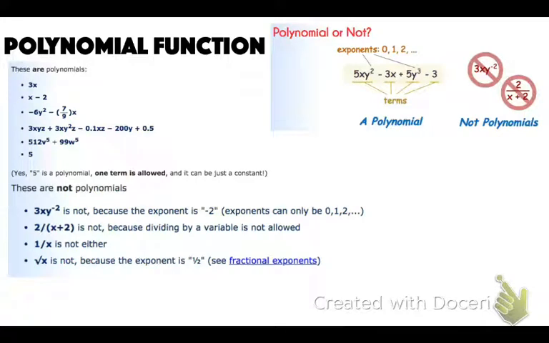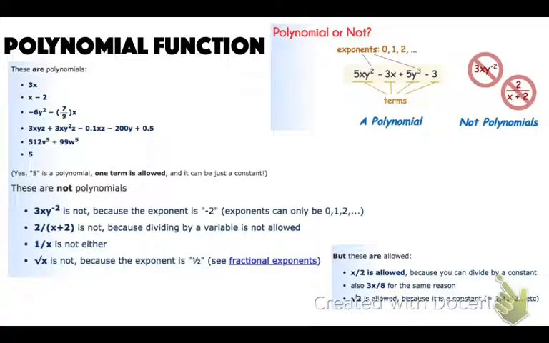The first one is not because of the -2, which is the same one that we just talked about. The second one is not because we're dividing by a variable. Again, same one we're talking about. 1 over x, same thing. And then square root of x has an exponent of 1/2 if we converted that, which is not allowed. So that's why that one is not.